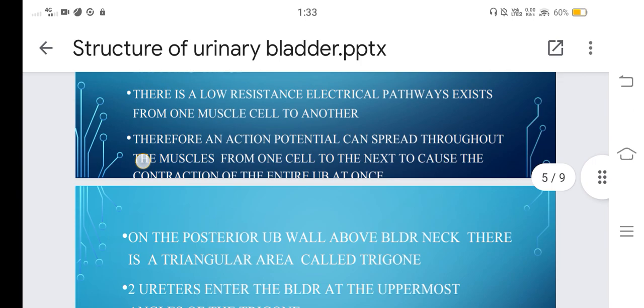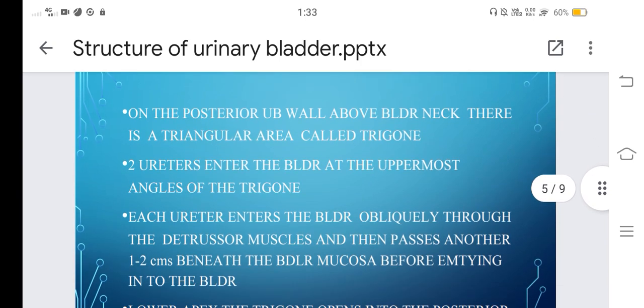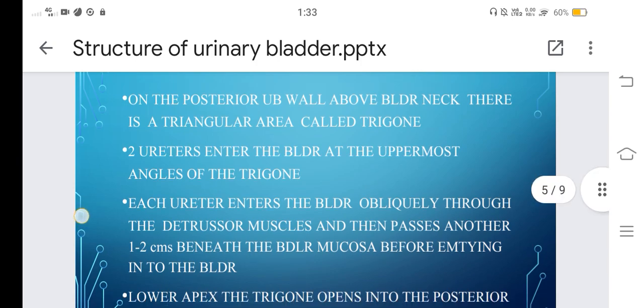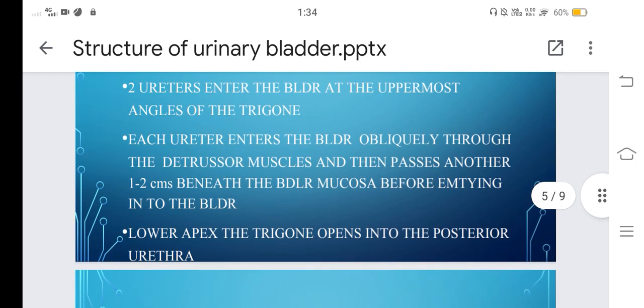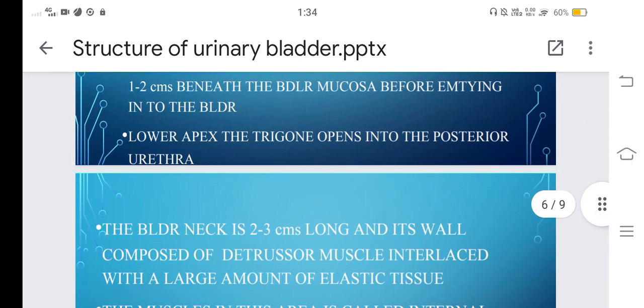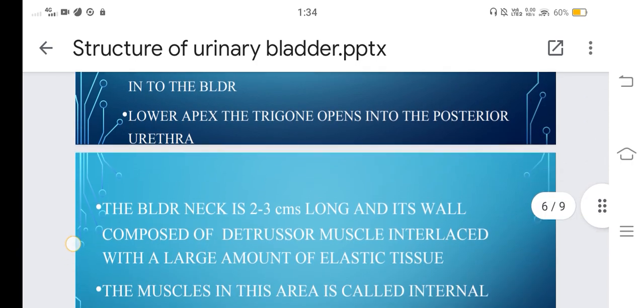entire UB at once. Then on the posterior UB wall above the bladder neck, there is a triangular area called the trigone. Then two ureters enter the bladder at the outermost angles of the trigone. Each ureter enters the bladder obliquely through the detrusor muscles and then passes another 1 to 2 centimeters beneath the bladder mucosa before emptying into the bladder. At its lower apex, the trigone opens into the posterior urethra.